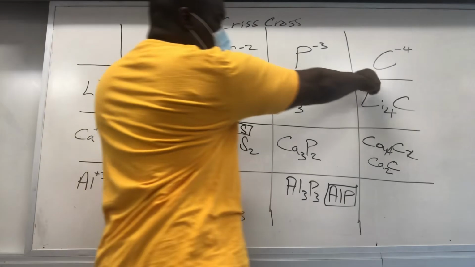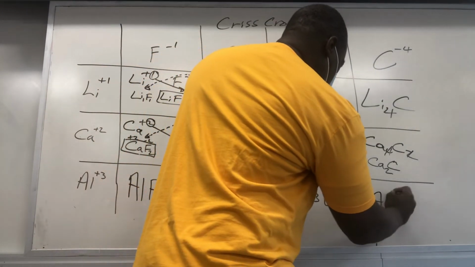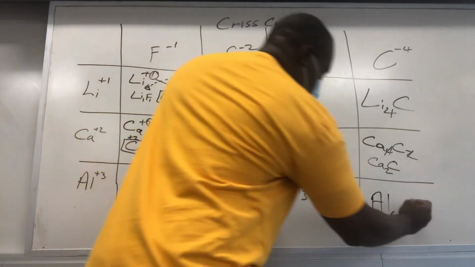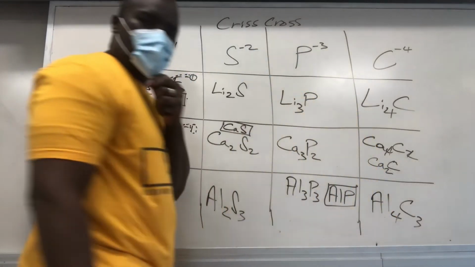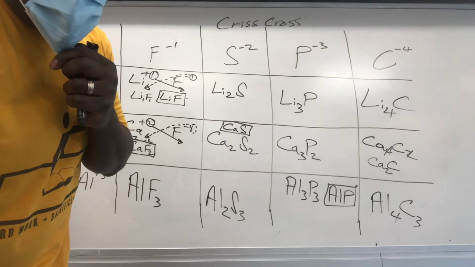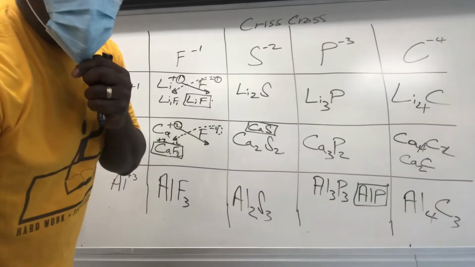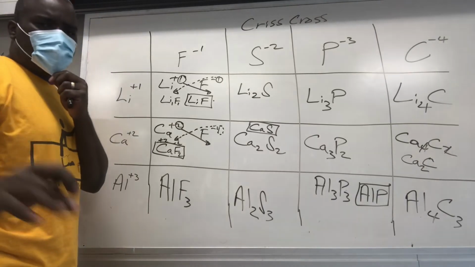Alrighty, and the last crisscross we're gonna do, as you guys can see, is between Al plus 3 and C minus 4. It's gonna be Al4C3. Bam, and you're done, okay? So right there, we just did the crisscross method for a number of guys for binary ionic compounds. Now let's name some of these guys, okay?